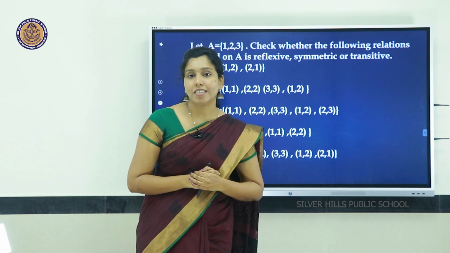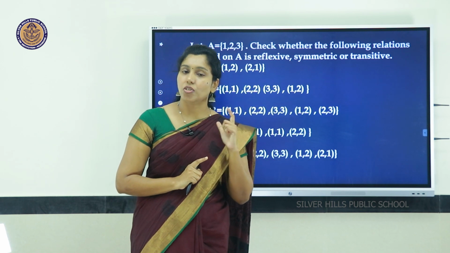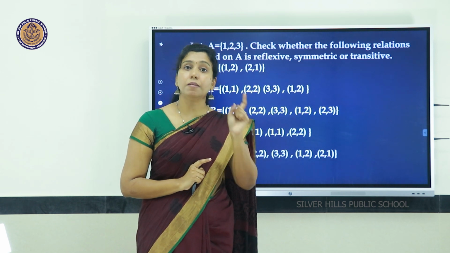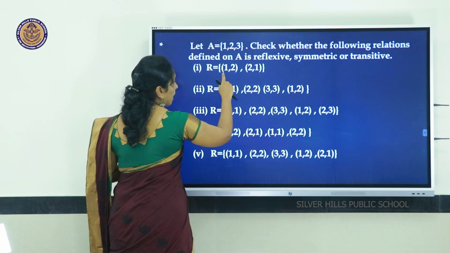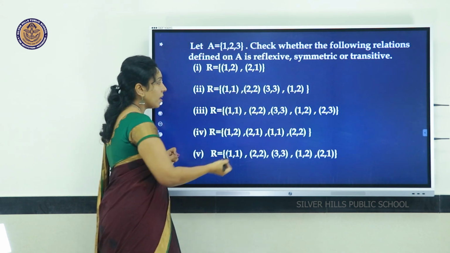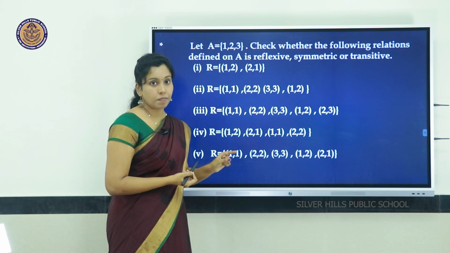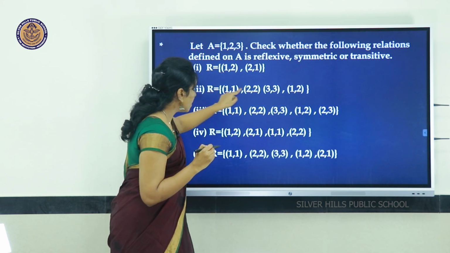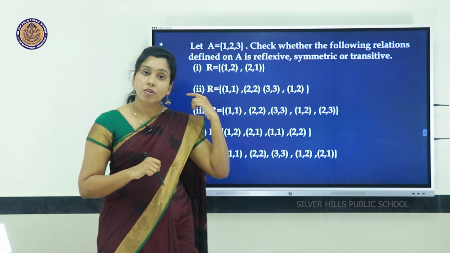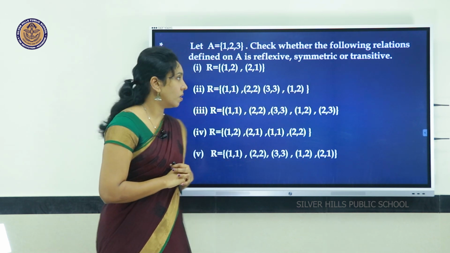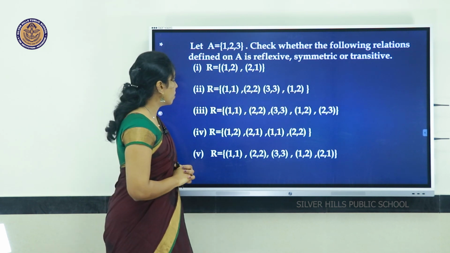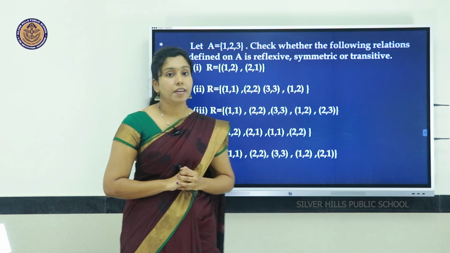Then comes the transitive property. Is this relation transitive? So, what was the definition? If (a, b) and (b, c), so I selected (a, b) as (1, 2). And then I have a pair that starts with 2, (2, 1). If so, the first and the last member, that is the ordered pair (1, 1), must be present in this relation. So, is (1, 1) present here? No, (1, 1) is absent. So, we will conclude this relation is not transitive.